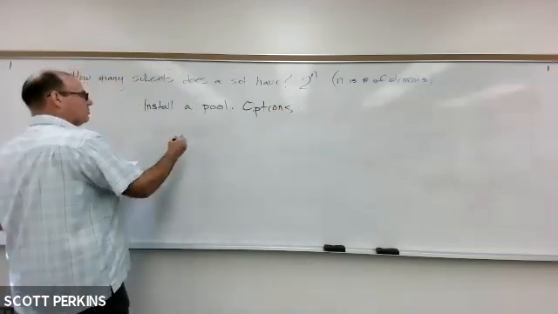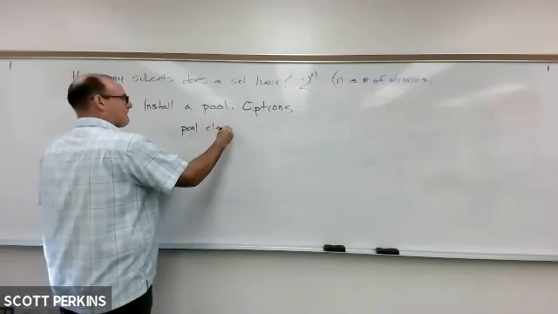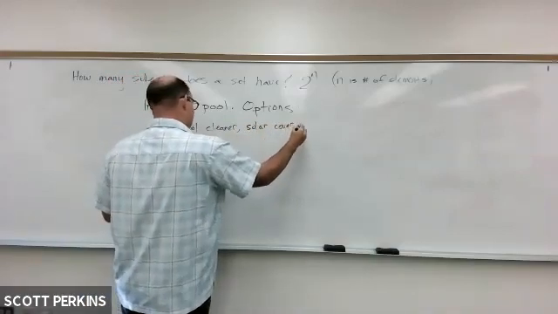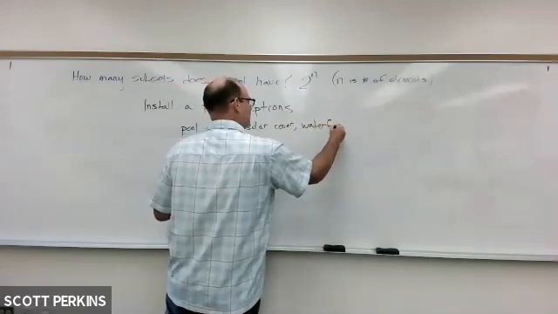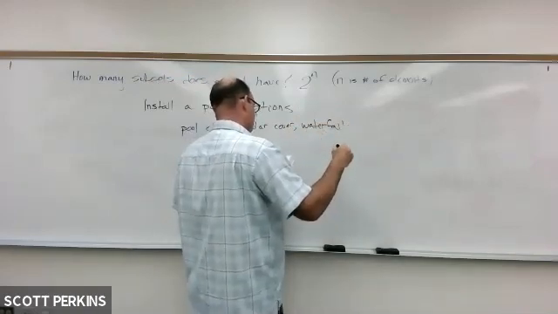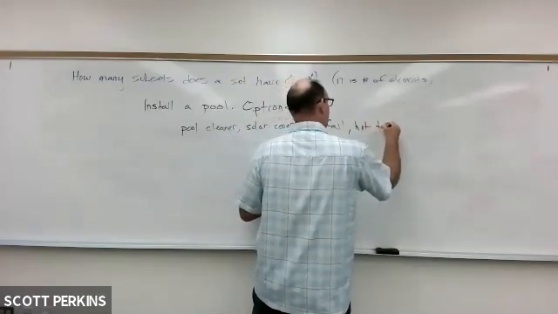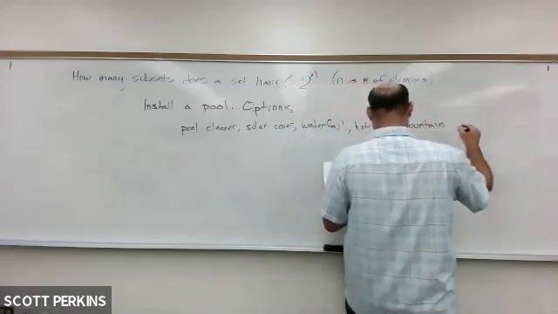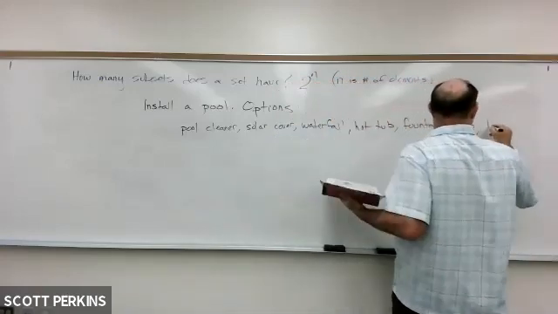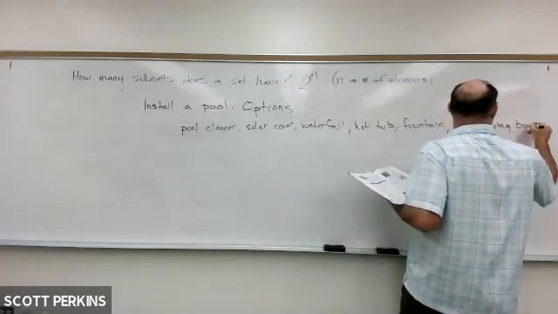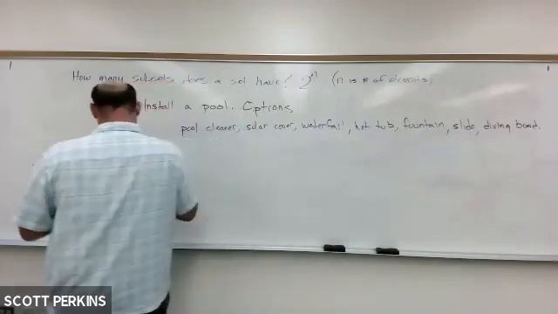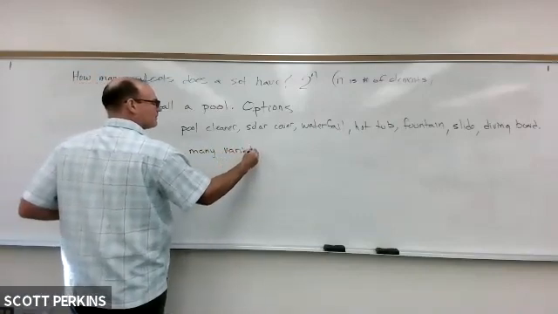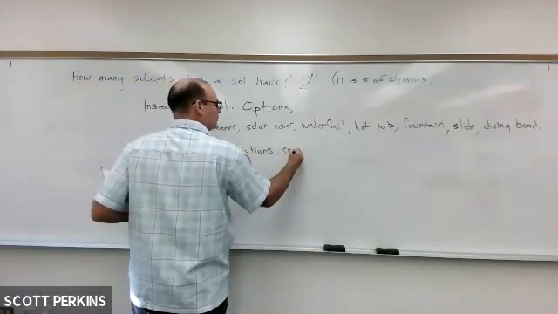They can have an automatic pool cleaner. They can have a solar cover. That sounds fancy. They can have a waterfall. That sounds very relaxing. They can have a hot tub. Oh, that sounds perfect. A fountain. These are a lot of options. Leave myself a lot of room. A slide or a diving board. And the question is, how many variations could they choose?